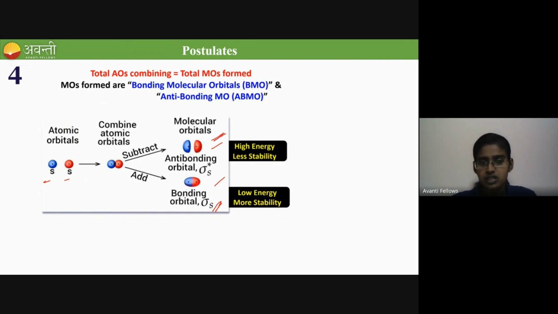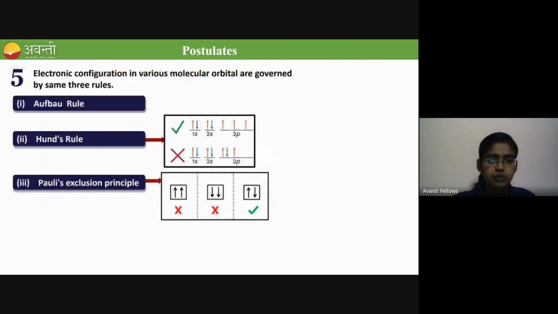Bonding molecular orbital is denoted by the letters sigma, pi, like that. Anti-bonding is denoted by sigma star, pi star. Bonding molecular orbitals have very low energy. Anti-bonding is high energy. Energy and stability are inversely proportional, right? So low energy is more stable. High energy orbitals are less stable. So bonding orbitals are more stable, and anti-bonding orbitals are less stable. So when you add both the orbitals, they give rise to bonding. And when you subtract, it gives the anti-bonding. Got it?